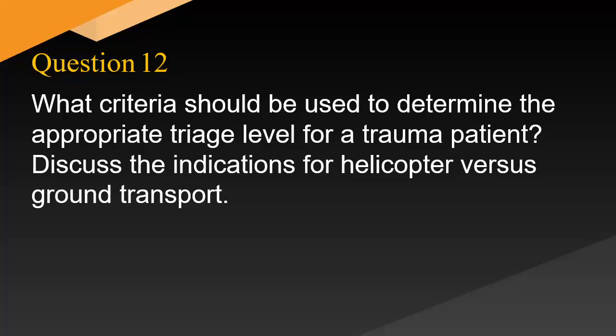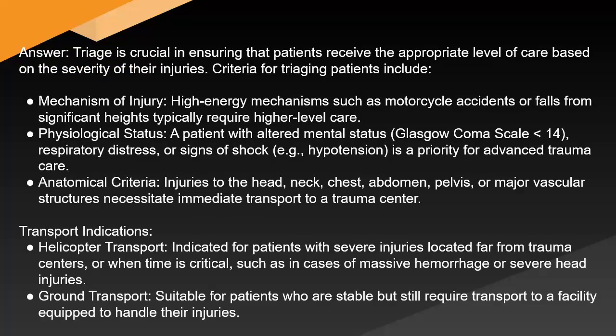Discuss the indications for helicopter versus ground transport. Answer: triage is crucial in ensuring that patients receive the appropriate level of care based on the severity of their injuries. Criteria for triaging patients include mechanism of injury: high-energy mechanisms such as motorcycle accidents or falls from significant heights typically require higher-level care. Physiological status: a patient with altered mental status, Glasgow Coma Scale 14, respiratory distress, or signs of shock, e.g. hypotension, is a priority for advanced trauma care.